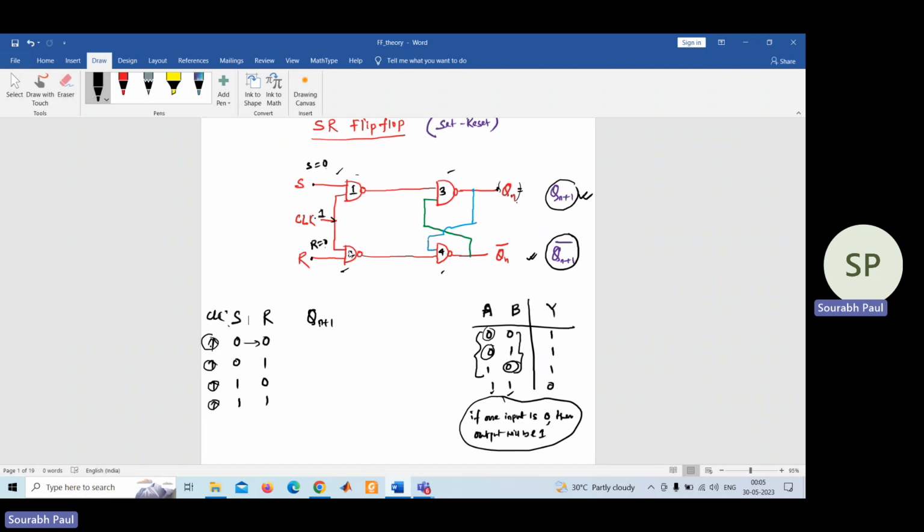Now in NAND gate 1 and NAND gate 2, what inputs are applied? S equal to 0, R equal to 0. So at least one of the inputs is 0. What you have seen is that if at least one of the inputs is 0, then by default the output of the NAND gate will be 1 only. So this is 1, this is also 1. Now for NAND gates 3 and 4, we need to identify what is happening.